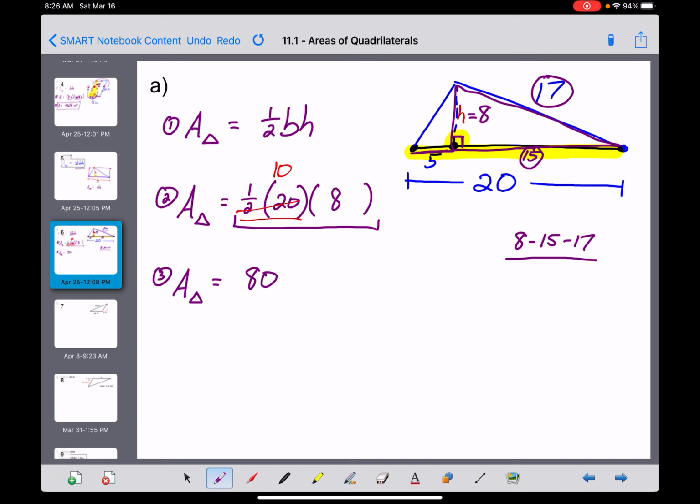Now you'll notice I didn't give you any units in this problem, inches, feet, centimeters, anything like that. So when that happens, we just generically put a U for units, and again, because this is an area problem, it would be square units. So 80 square units is the area of this triangle here in example A.